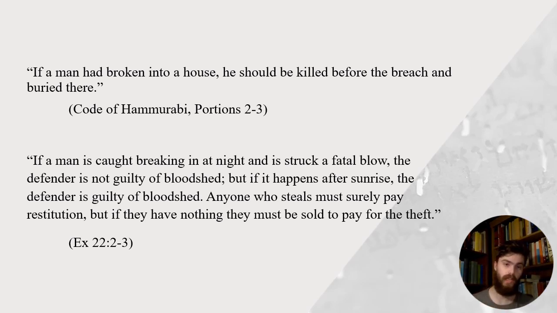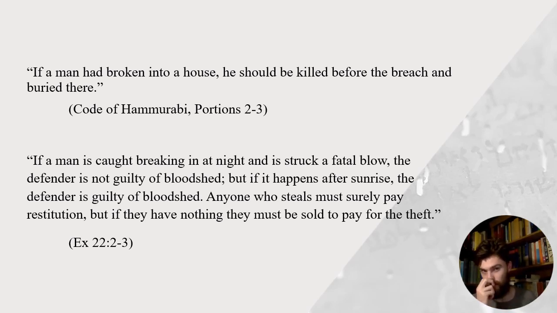So when dealing with thieves, the Code of Hammurabi says that if a man has broken into a house, he should be killed before the breach and buried there. Just straight out. No chance at forgiveness or retribution. He's simply just killed and buried at the breach as a warning for others. Whereas in the law of Moses, if a man is caught breaking in at night and is struck a fatal blow, the defender is not guilty of bloodshed. But if it happens after sunrise, the defender is guilty of bloodshed. So already there's a difference that in the Code of Hammurabi, there is no mention of the victim of the thief. Simply the focus is on the thief.